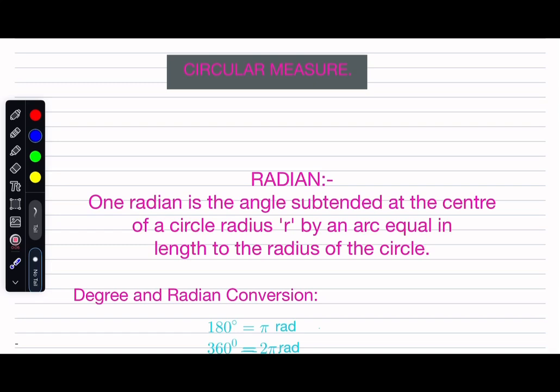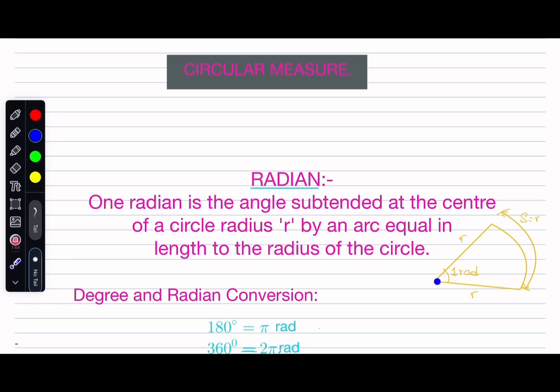And the next chapter that we shall be starting in this video is circular measure. Before starting circular measure, there are a few terms which one needs to understand. First term here is radian, and what is a radian? We will be doing the definition with respect to 1 radian here. So 1 radian is the angle subtended at the center of a circle, radius r.